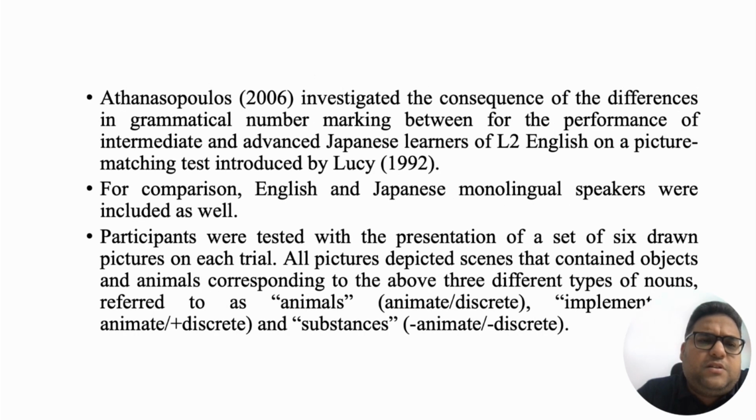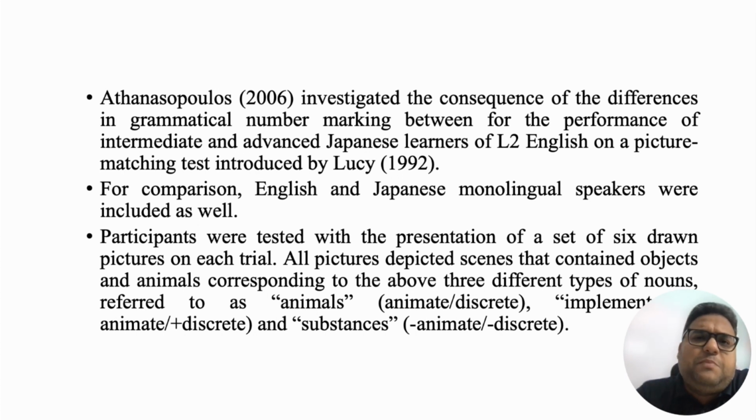Now, Athanasopoulos tried to investigate the consequences of the differences in grammatical number marking for the performance of intermediate and advanced Japanese learners of English on a picture matching test, which was introduced earlier by Lucy. For comparison, English and Japanese monolingual speakers were also used. So you have 3 groups. You have advanced learners of English who are Japanese, so their first language is Japanese and second language is English. You have monolingual English speakers and you have monolingual Japanese speakers.